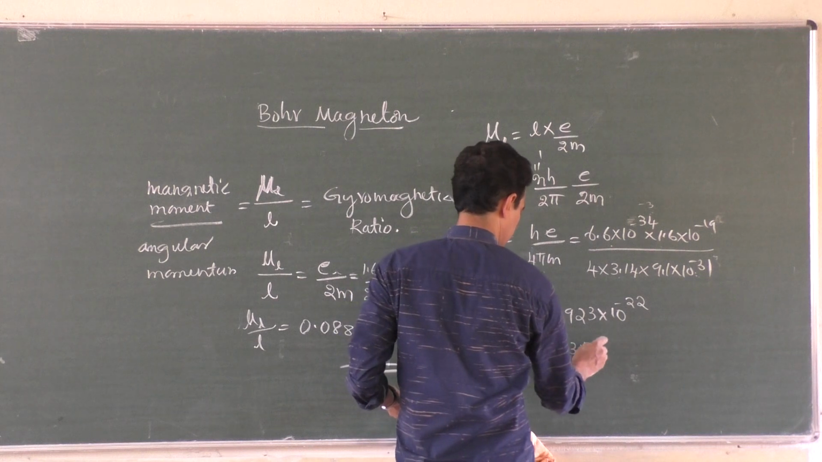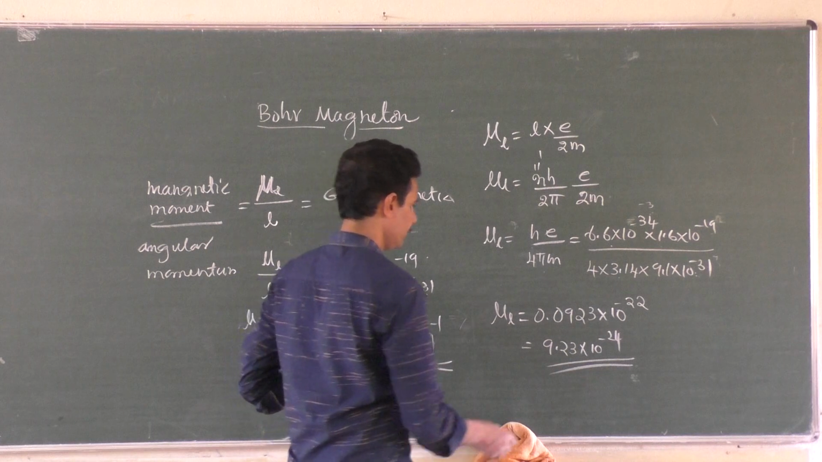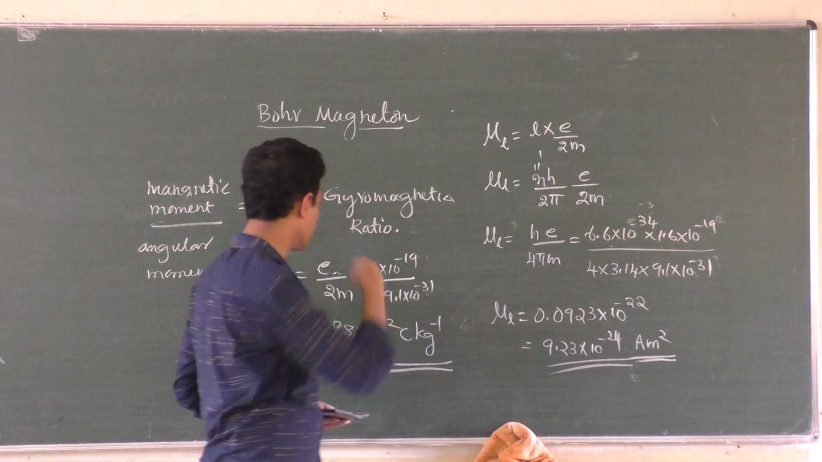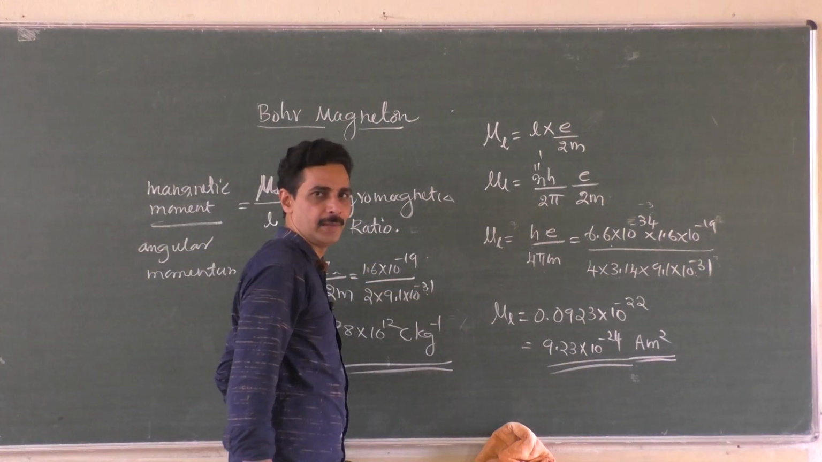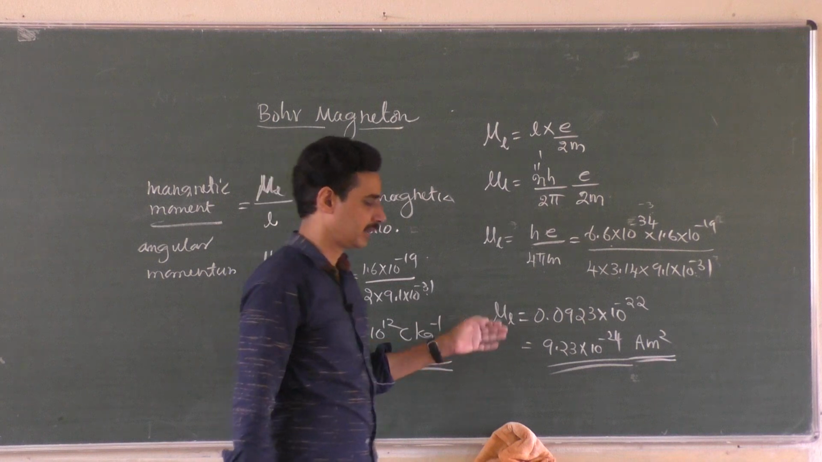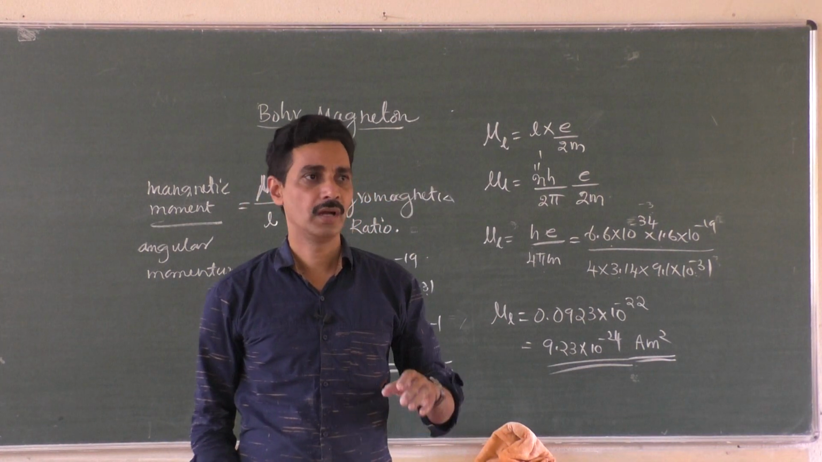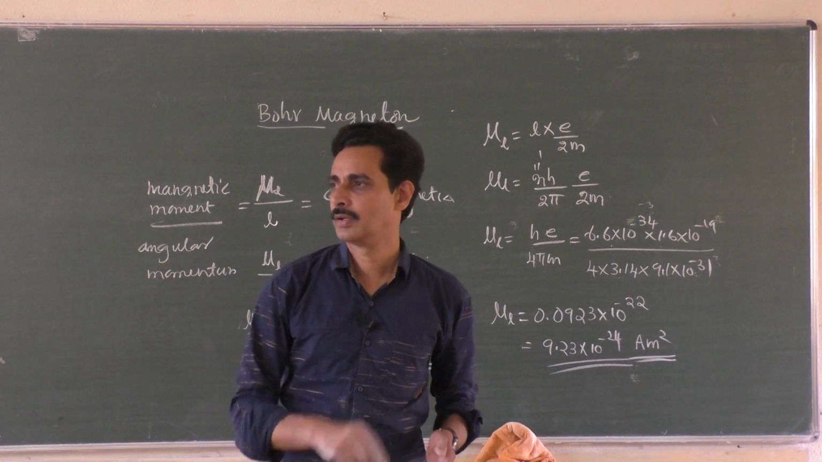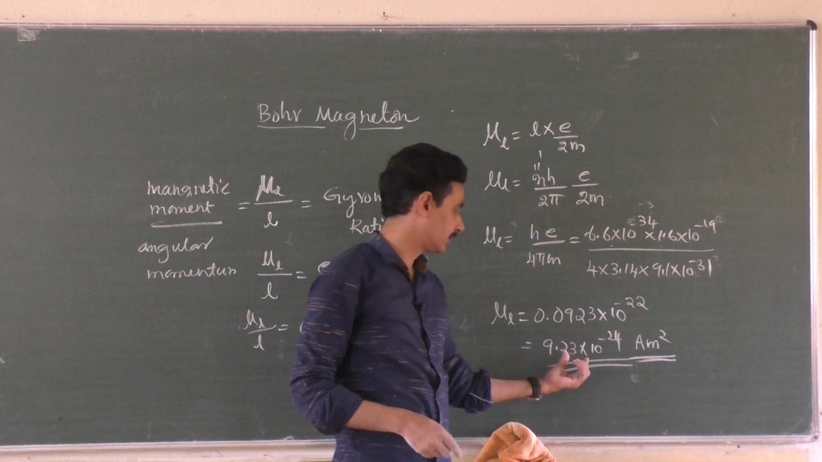9.23 into 10 to the power minus 24. That is the ampere meter square, because it is magnetic moment. Ampere meter square. I into A. It started from I into A. So current into area, ampere meter square. This is Bohr Magneton. So what do you mean by Bohr Magneton? Magnetic moment of the electron in the first orbit of hydrogen atom. That is called Bohr Magneton, and its value is given by this one.